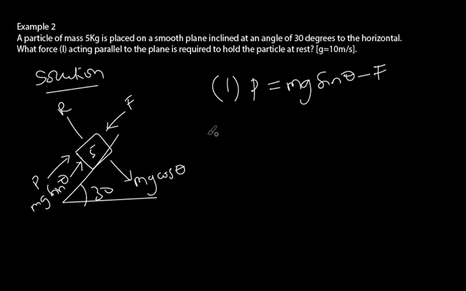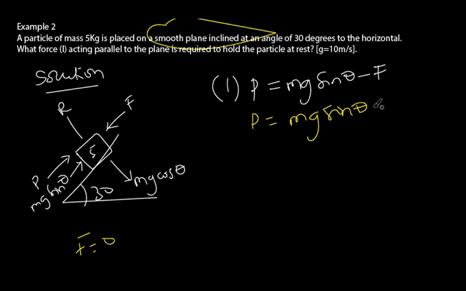Now there is another interesting thing about this question. Can you see we have a smooth inclined plane over here? The fact that the plane is smooth means our frictional force is equal to 0. So our P over here is just equal to mg sin theta minus 0, so the friction term is as though it is not there at all. So the force needed to just hold the body on this plane is mg sin theta.